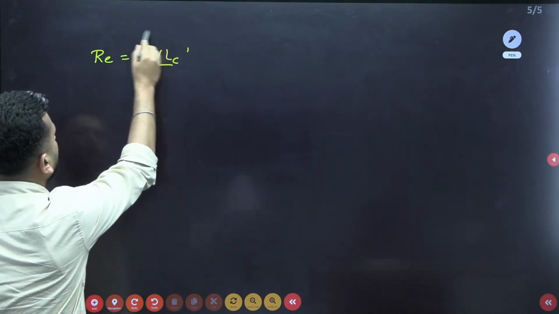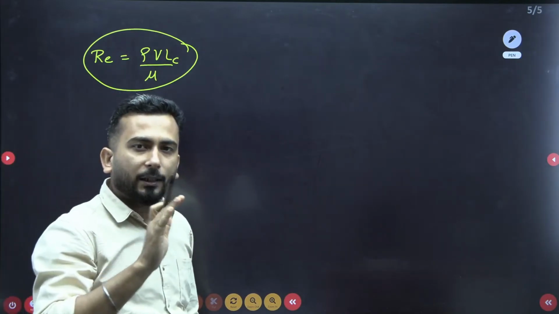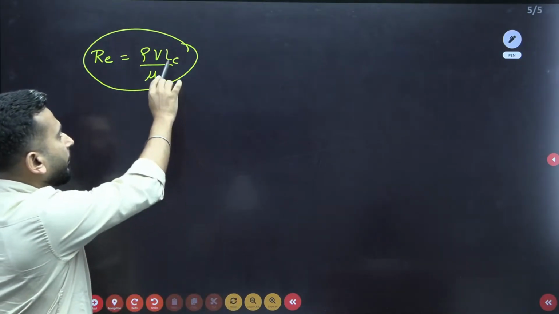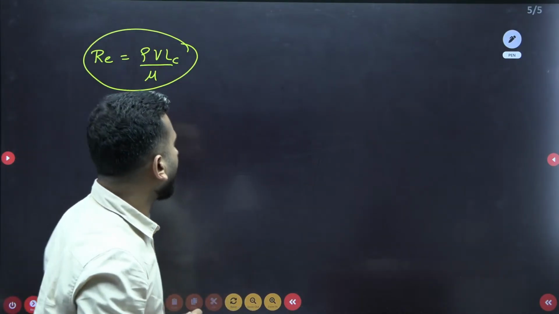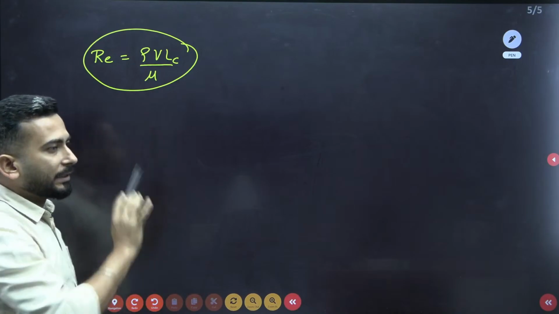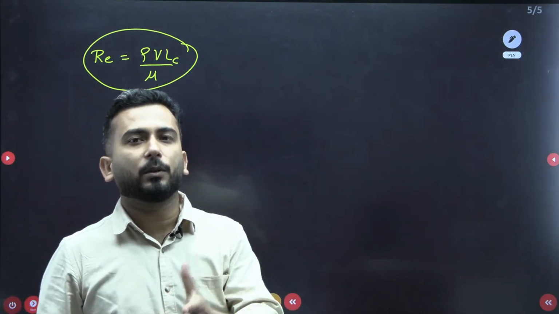Here L is a characteristic length. Now for external flow, L is nothing but the length across which the flow is taking place. For internal flow, it is given by the formula 4 Ac by P. But as of now, I know that this number tells you whether the nature of the flow is laminar or turbulent.